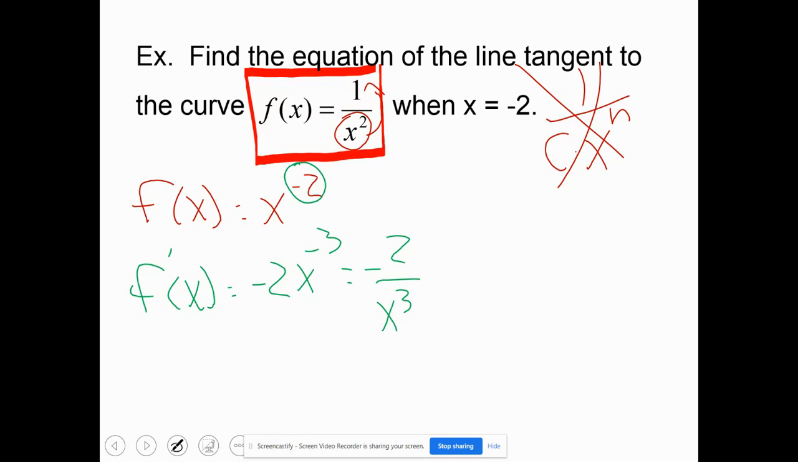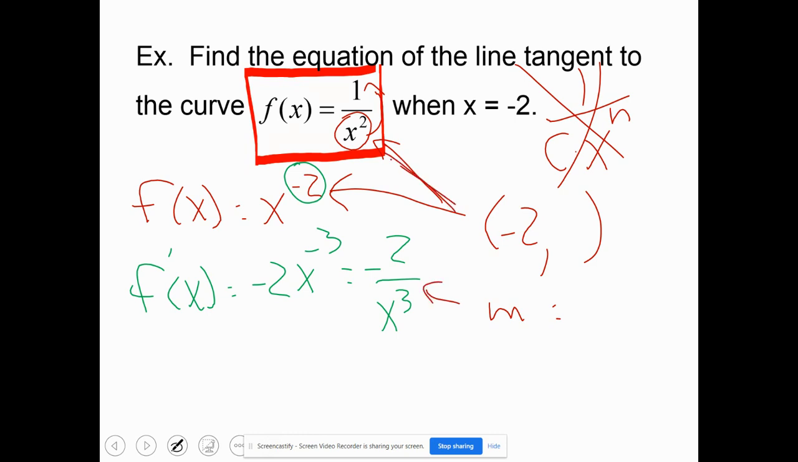Now, this problem is a little different, all right? I need to know my x and my y. I know my x is -2. I just don't know what the y is yet. But that's okay. I've got an equation for that up there. And then I need to know the slope at -2. And that's where this equation comes in.